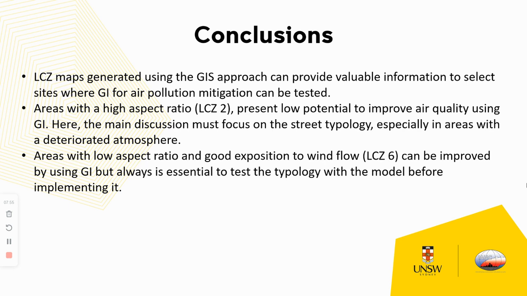So areas with high aspect ratio, the deepest canyon here is 1.2. It's not very deep, but for this city it's very deep. Present low potential to improve air quality. So there's very little we could do in this city in LCZ set 2 to improve air quality. It's too late. So the lesson I think is we are creating a problem and trying to solve it. That's what we are doing. Right? We have created this problem of lot of traffic, and then we are asking NBS to solve this.